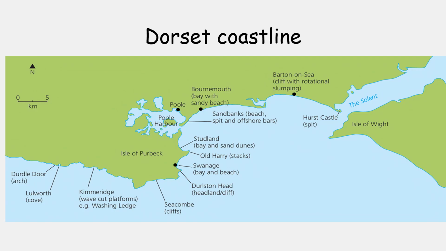So the next picture I'm going to show you is Dorset coastline, and I'm just showing you this now because we're going to look at Dorset throughout this topic. We're going to look today at Swanage, looking at a bay and the headlands either side of it. We're going to look at Old Harry and a stack which forms. We're going to look at Kimmeridge, which is a wave cut platform. We're going to look at Hurst Spit, which is a spit depositional landform, and we're going to look here at Barton-on-Sea and Highcliffe at coastal management.